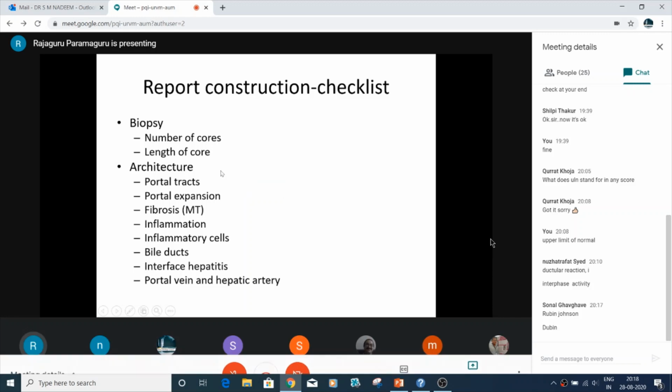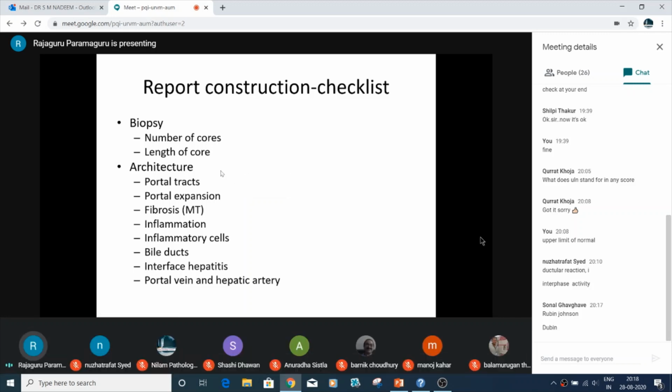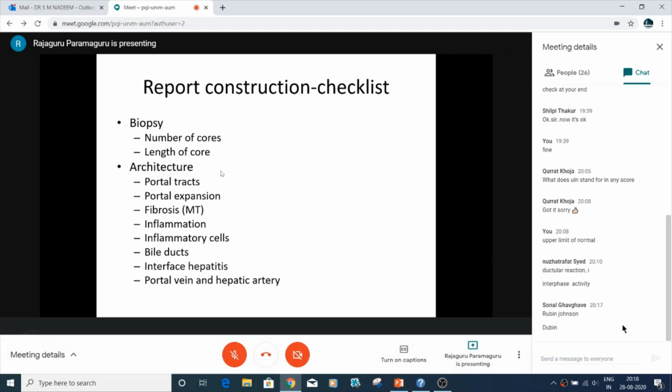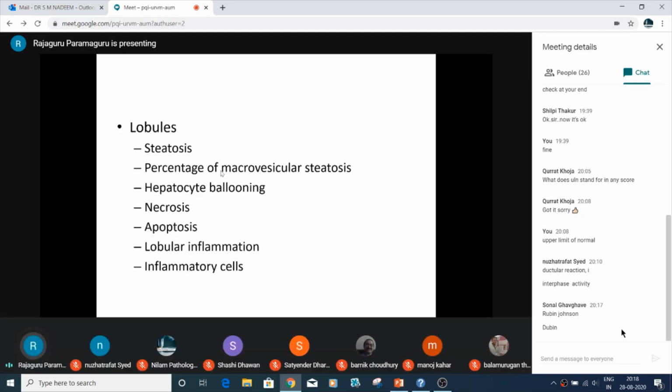is it adequate or not, then the architecture, whether there is disarray or distortion, then if there is a portal expansion with fibrosis or inflammatory cells, then is there inflammation, and what kind of inflammatory cells, bile ducts in that area, whether they are present, is there a ductal reaction, is there interface hepatitis, then anything with the portal vein and artery, there will be too much in very rare causes, but still you have to see for that.